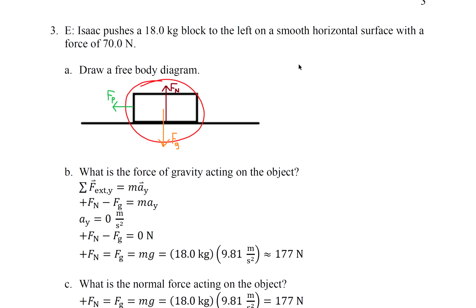Question 3. Isaac pushes a 18 kilogram block to the left on a smooth horizontal surface with a force of 70 newtons. Part A, draw a free body diagram. So circle the object, label the forces, put an x and y axis, which I did not. Positive x is to the right, negative x is to the left. Positive y is up, negative y is down.